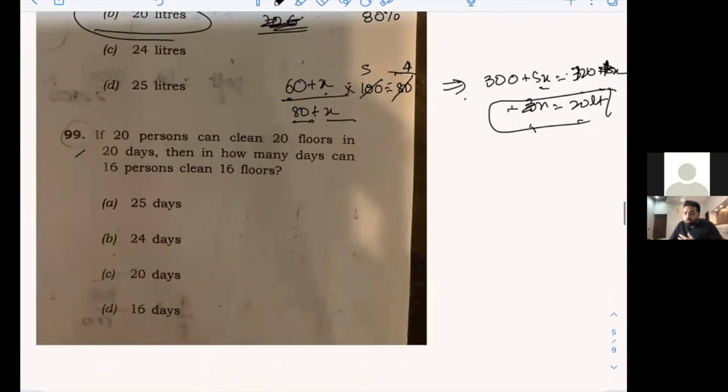Moving ahead, this is an oral question. 20 persons can build 20 floors in 20 days. Then how many days can 16 persons build 16 floors?